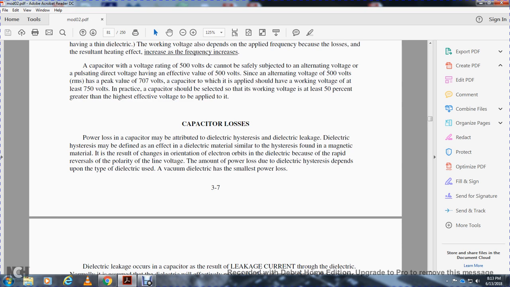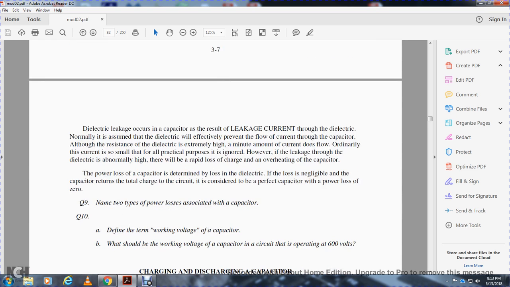Capacitor loss. Power loss of the capacitor may be attributed to dielectric hysteresis or dielectric leakage. Dielectric hysteresis defines the effect within the dielectric material, similar to the hysteresis found with magnetic material. It is the result of the change of orientation of the electron orbits of the dielectric because of the rapid reversal of the polarity of the line voltage. The amount of power loss due to dielectric hysteresis depends on the type of dielectric used. The vacuum dielectric has the smallest power loss.